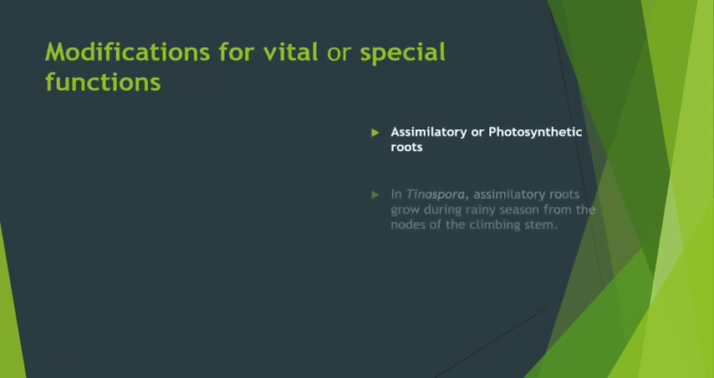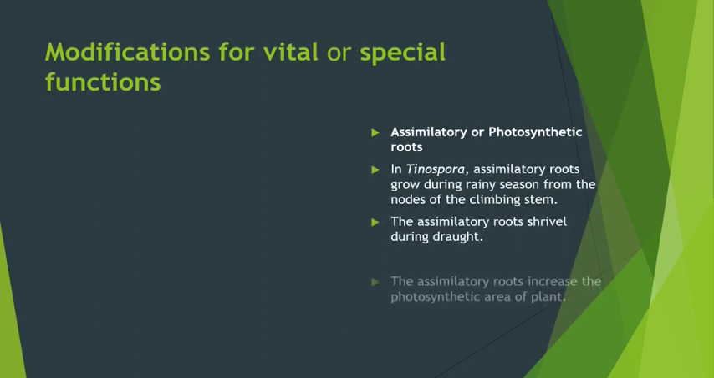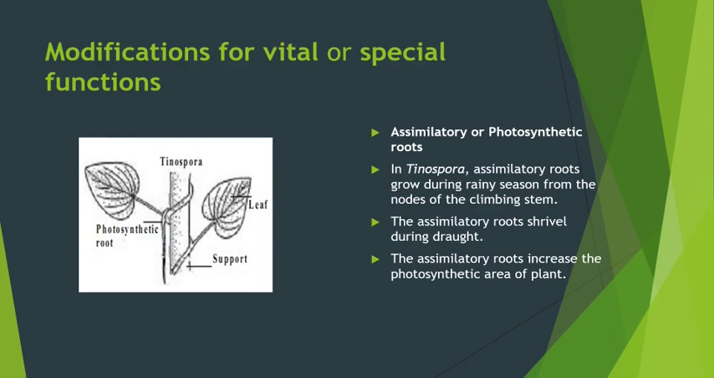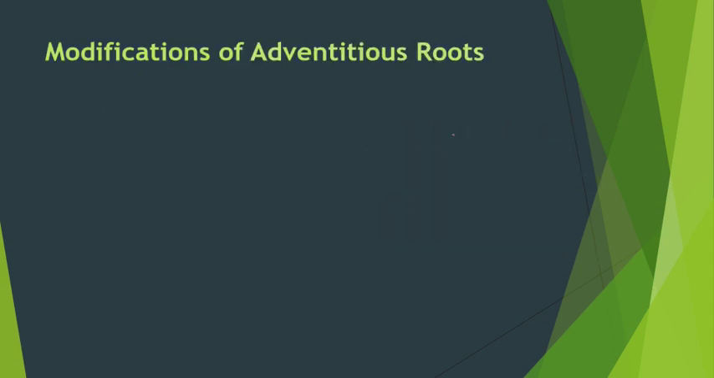Another special modification is assimilatory or photosynthetic roots, which are found in Tinospora. You just remember, assimilatory roots are found in Tinospora. Assimilatory means what? They are green in color. As they are green in color, they carry out photosynthesis. So, they help in assimilation. Also, they help in climbing. So, Tinospora has assimilatory or photosynthetic roots.